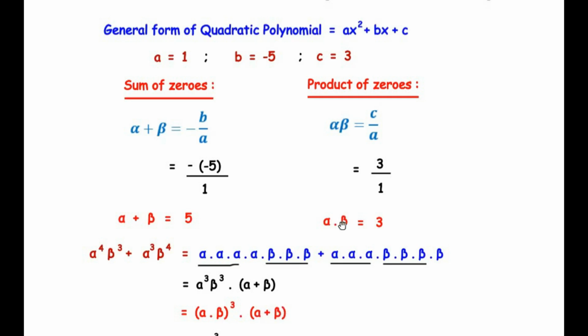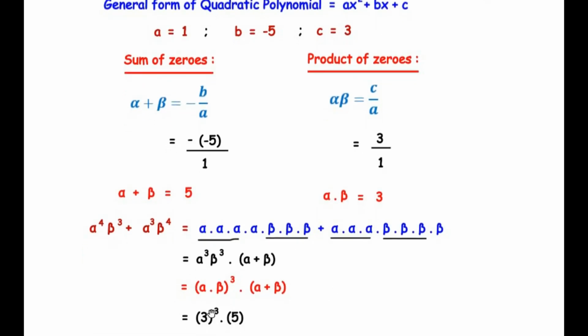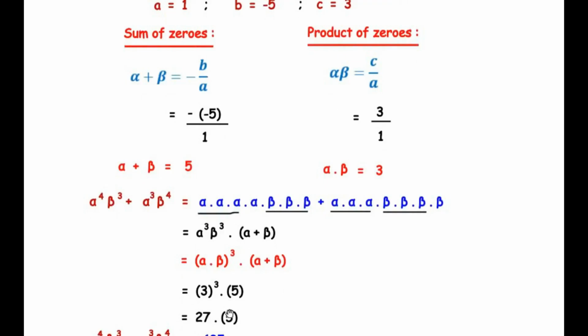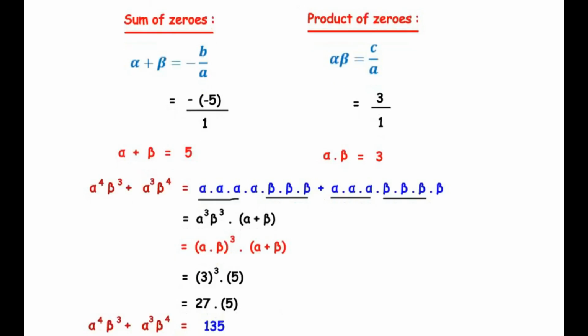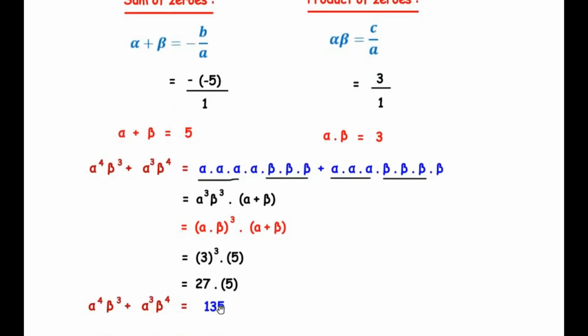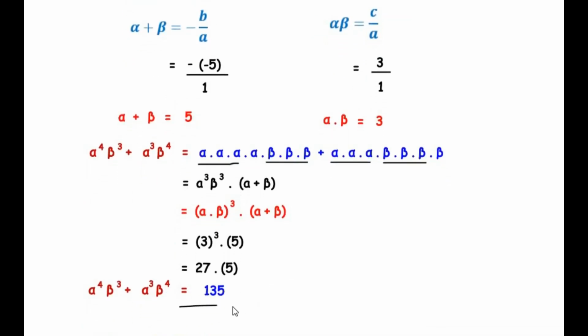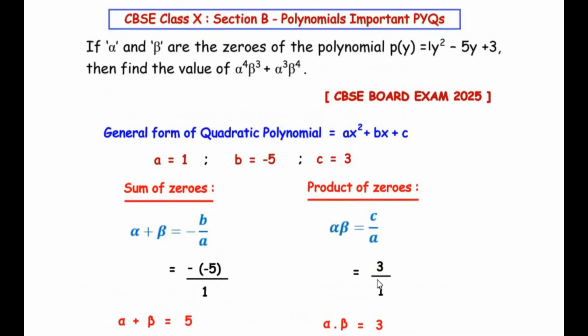Now alpha times beta we have got as 3, so we plug in the value as 3 cube times alpha plus beta, which we got as 5. So 3 cube becomes 27, times 5. 27 times 5 gives us the value of the expression as 135. So this is the value of alpha to the power of 4 times beta cube plus alpha cube times beta to the power of 4. I hope you have understood all the steps and liked the video.